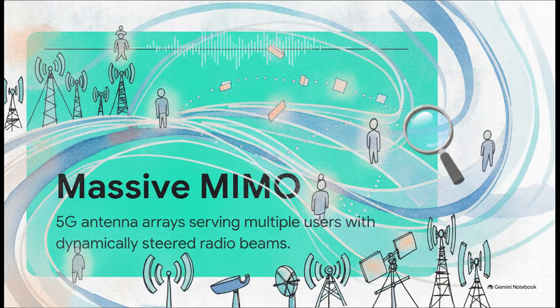Over the air, things are just as crazy. Massive MIMO is a revolutionary 5G antenna technology. It uses arrays of dozens, even hundreds of elements to dynamically steer radio beams directly to multiple users simultaneously, delivering unbelievable terabit per second wireless speeds.